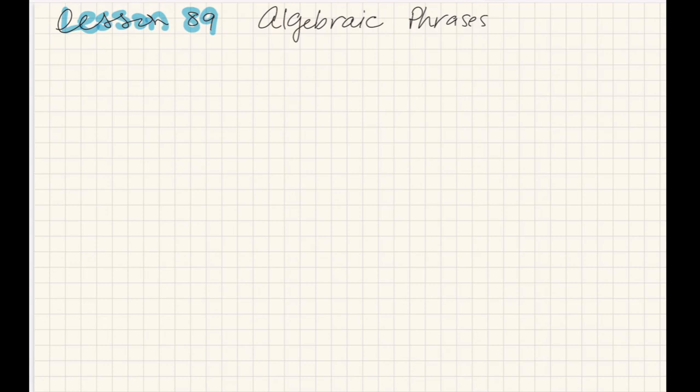Today we are doing lesson 89, algebraic phrases. So when we have algebraic phrases, it is just words that are going to create an equation or a different phrase of part of the equation. So if we have words such as sum or greater than or even increased by, these all mean that we are going to be adding something.